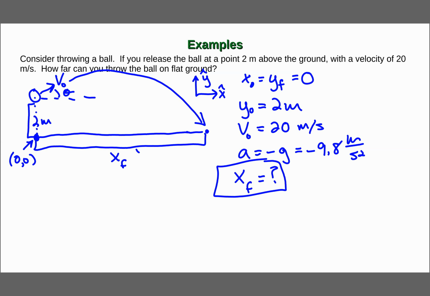So remember that we solved a similar problem for Cool James when he was going to throw the ball, but he released it at the same height that we cared about at the end, right? So the initial height and the final height were the same. In this case, you can see that's not true, right?